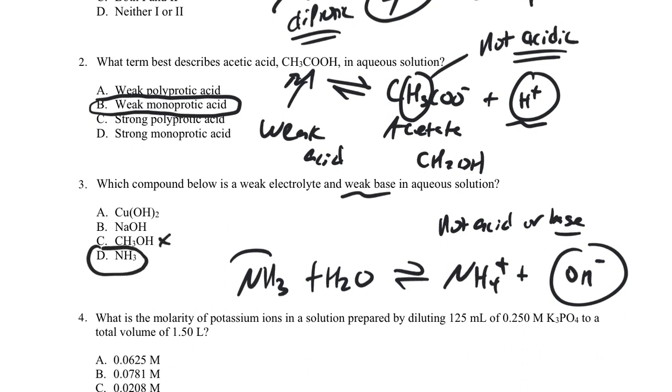Methanol is not an acid or base. Sodium hydroxide is a strong base, a water-soluble hydroxide compound that fully dissociates into sodium ions and hydroxide ions. Copper hydroxide is insoluble. It is neither an acid nor a base, and it doesn't dissolve in water, so it's not appropriate to even consider that title.